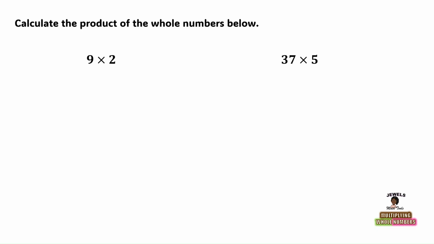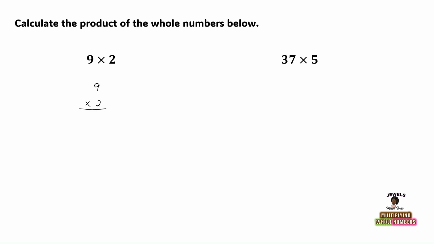So let's begin. Remember that the number that comes first should always go at the top and the second number at the bottom. Even though multiplication is commutative, which means that it doesn't matter the order that the numbers are arranged, you should still arrive at the same answer. But for the purpose of this example, I want to make sure that at the end, our working and our solution is exactly the same.